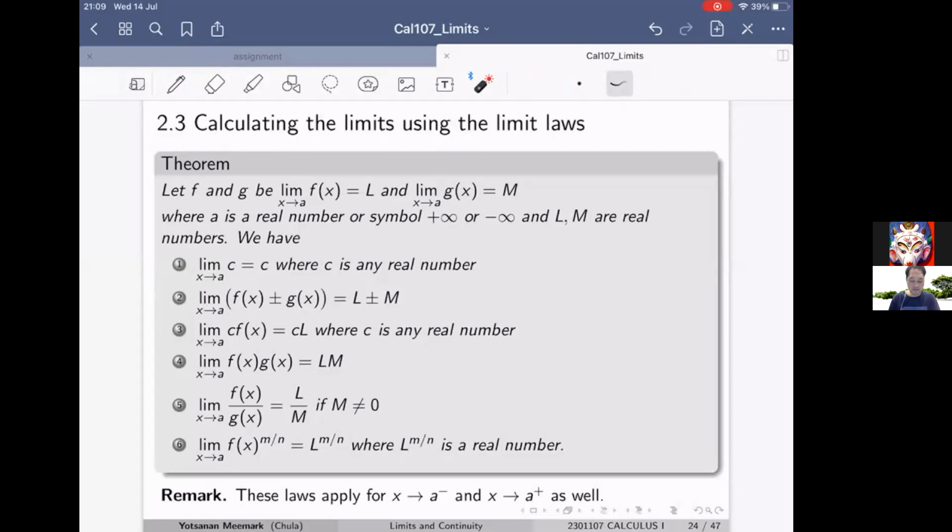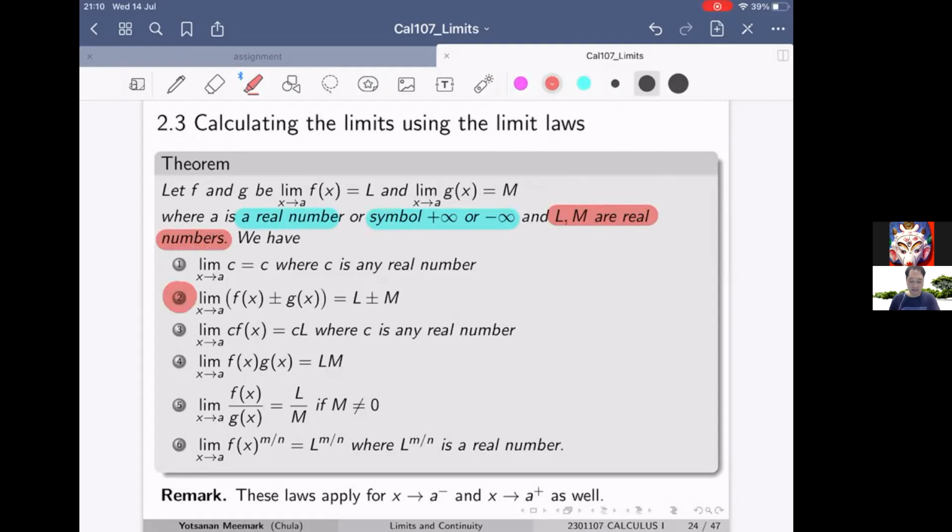It is saying that if your f and your g have the limit as your x goes to a equal to L, and the g has the limit as your x goes to a equal to M, okay. This a is a real number or the symbol positive infinity or negative infinity, but your L and your M are real numbers, okay? Then we are going to have, actually the first one that involves the L and the M is this second item.